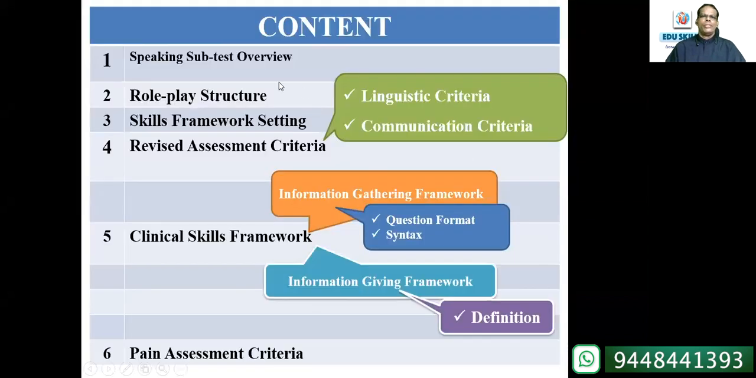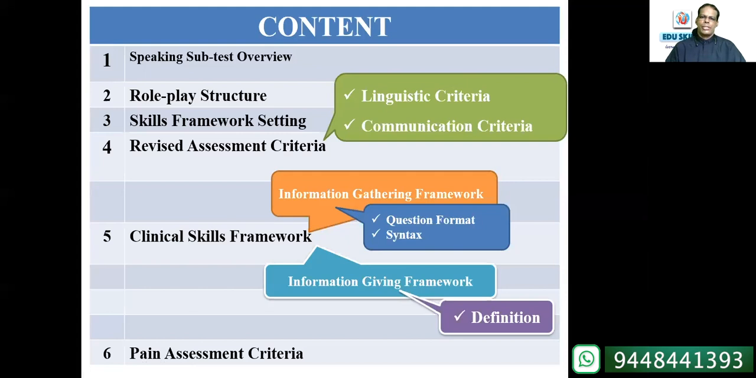What we deal with today is, first, the speaking subtest overview. What is the overview? Basic thing. We'll also look into the role play structure, and thirdly, the skills framework setting. Fourth, the revised assessment criteria, under which we'll look into linguistic criteria and communication criteria.